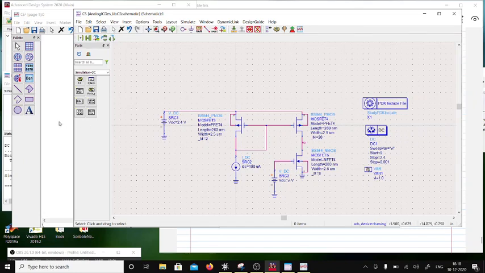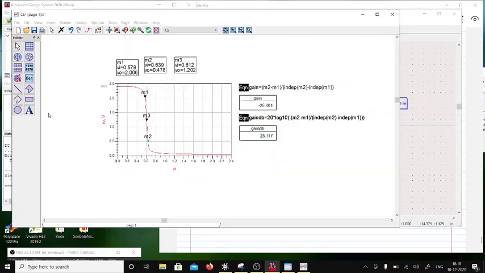Now what happened to the current? The current has remained the same, but what happened to W by L? W by L is reduced. So when W by L is reduced, V overdrive has gone up. So the net swing, okay, you are going to lose V overdrive over here, and you are going to lose V overdrive over here. So the net swing would be only this much.